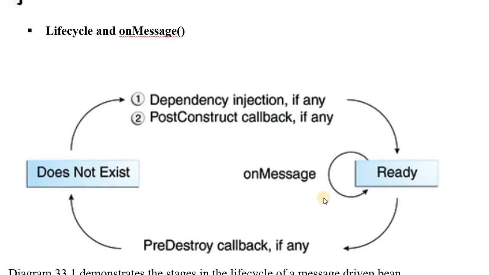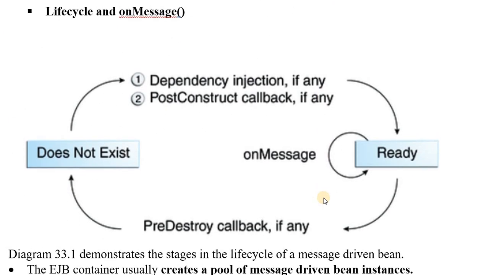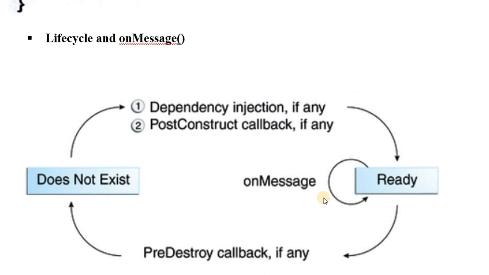Now, what is the life cycle of the message driven bean, and what are the things done in the onMessage method? That is what we are going to see. If you look at this life cycle, you will find that it is very similar to the stateless bean. The only change is the onMessage method. Does not exist and ready are the two states.